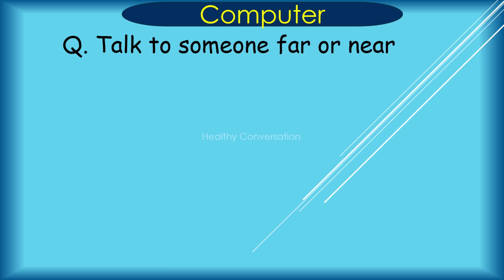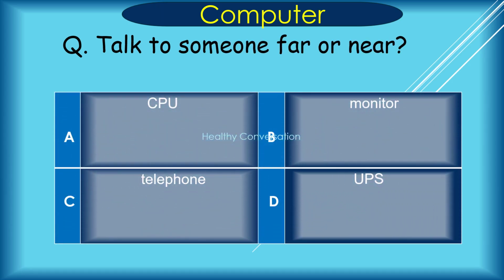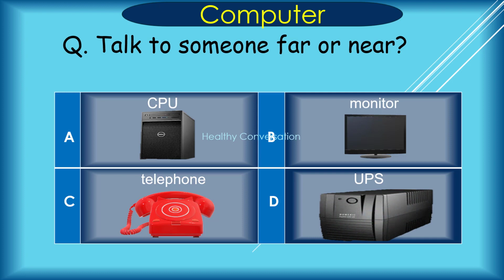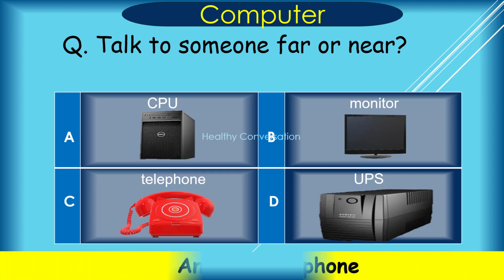Question. Talk to someone far or near. A. CPU, B. Monitor, C. Telephone, D. UPS. Correct answer is C. Telephone.